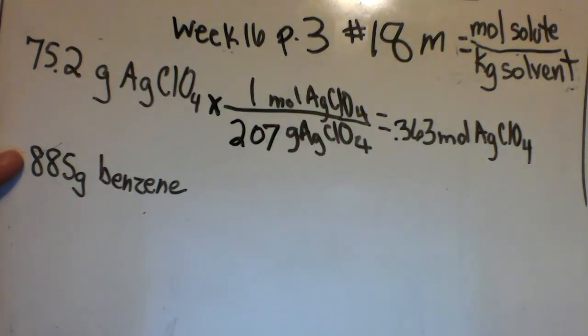Benzene has to be changed to kilograms. Now, when we're changing to kilograms and grams and milliliters and liters, we don't always have to use one of these fractions. We know that kilograms is 1,000 times bigger than a gram. Therefore, we have to move the decimal point on this either to the left or to the right. That's pretty easy to figure out.